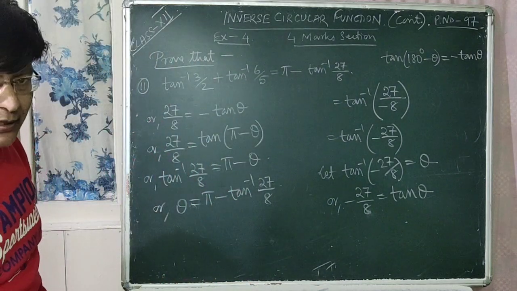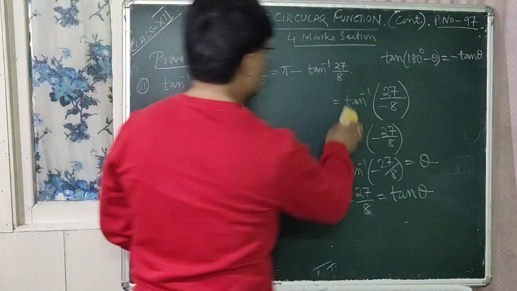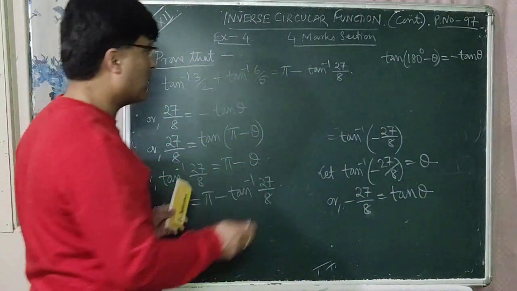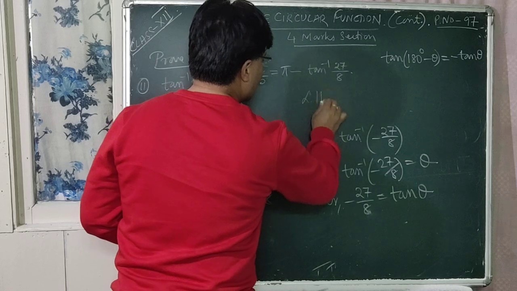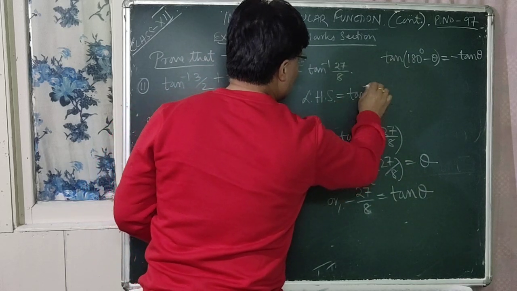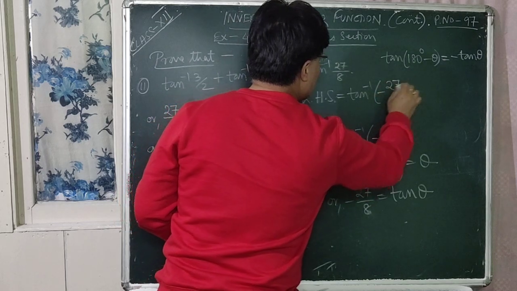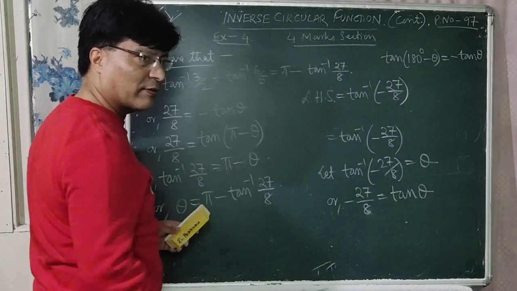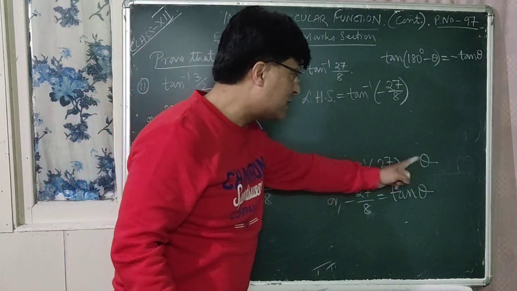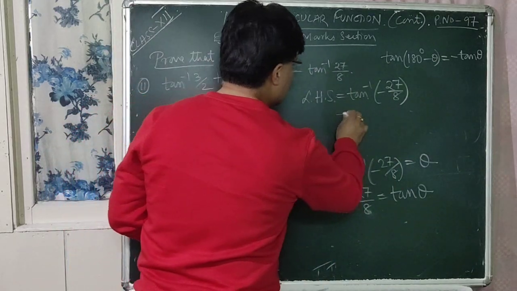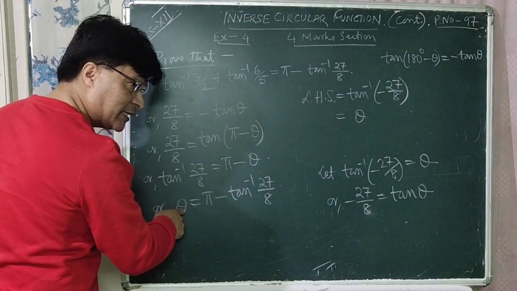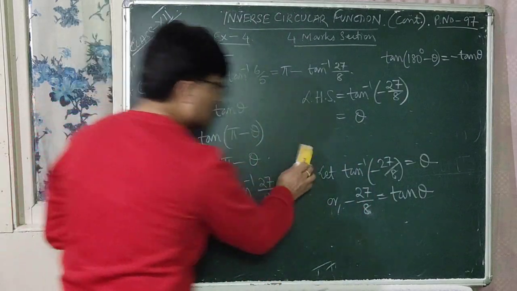Is it clear now? So what was our left hand side? The left hand side was this one, isn't it? Tan inverse minus 27 by 8, right? But this was assumed as theta. So which is equal to, this was assumed as theta, and what is the value for theta in this case? It is pi minus, isn't it?